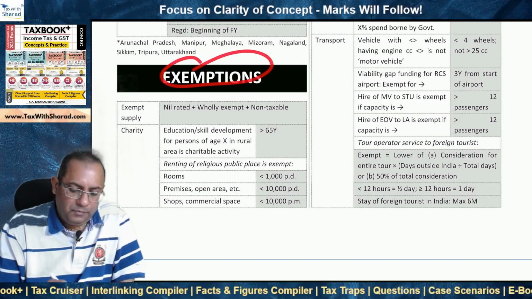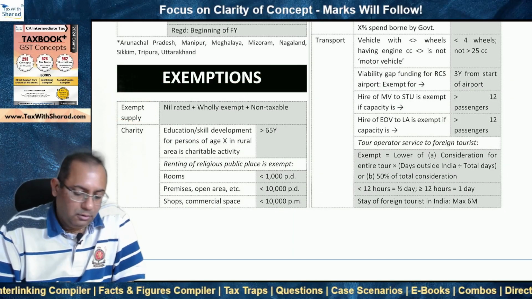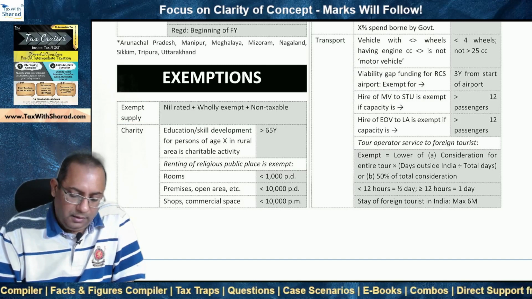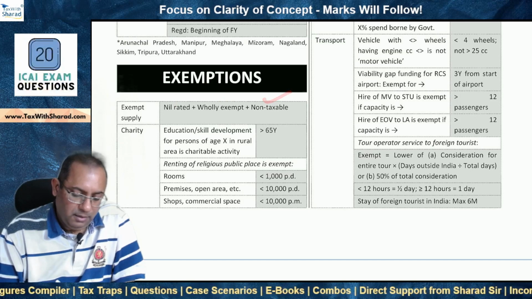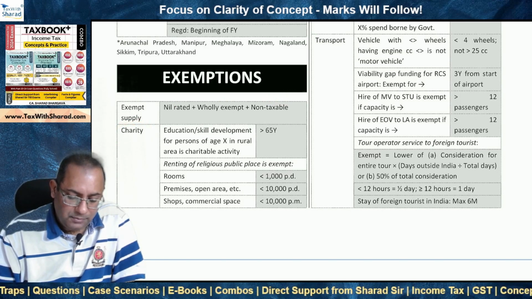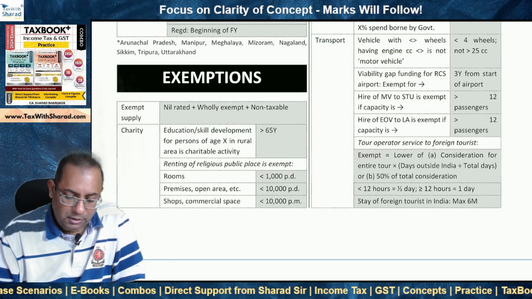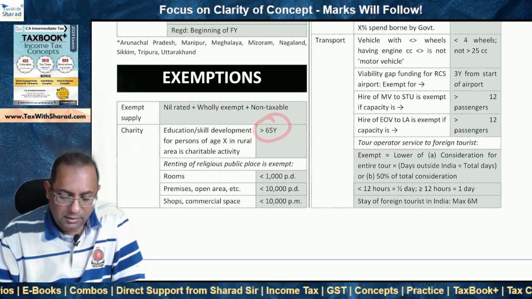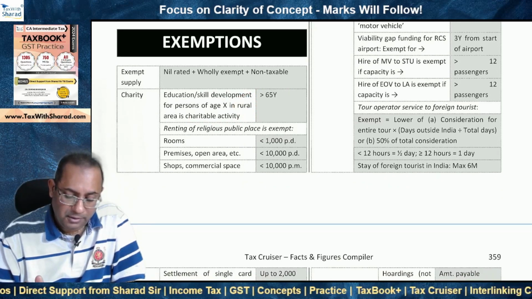We now move to exemptions. What is the meaning? What is the definition? What is the scope of exempt supply? It includes nil rated supply, wholly exempt supply, as well as non-taxable supply. In case of charity, when we talk about exemptions, education or skill development for persons of age more than 65 years in rural area is charitable activity, and therefore such services are exempt.